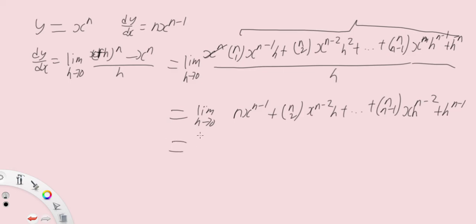Then we apply the limit because we've gotten rid of the denominator, and you realize from these terms, we have h in each of the terms. So these terms will all become 0, 0, 0, 0, 0, 0. And at the end, we get n times x to the power of n minus 1. And this proves the power rule through first principles, and I hope that through these two examples, we have a better understanding of first principles.